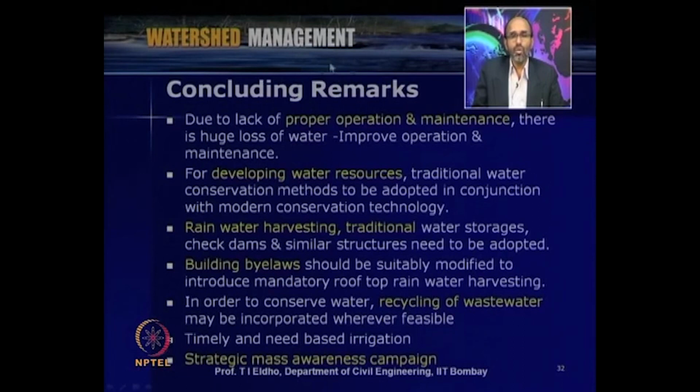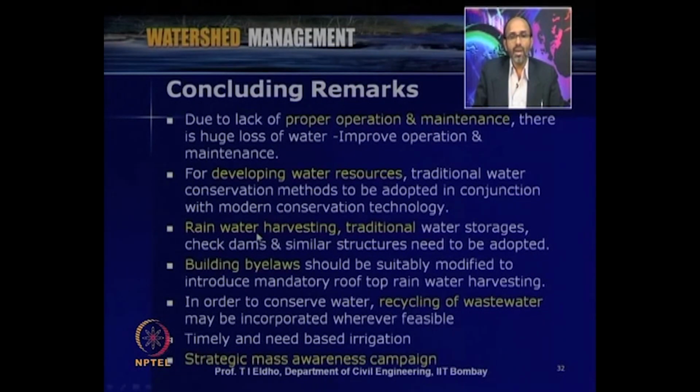So, now finally to conclude this lecture, some important remarks. Due to lack of proper operational maintenance, there is huge loss of water as we can observe in many sectors, agricultural, industrial or domestic. So, we have to go for improved operation and maintenance schemes. Then for developing water resources, traditional water conservation methods are to be adopted in conjunction with modern conservation technologies. So, it is not only modern technology, we have to marry the ancient wisdom or the traditional system with the modern technology and come up with very effective water conservation measures.